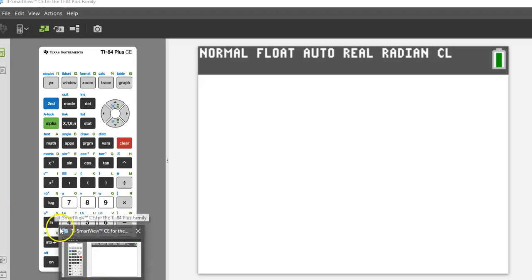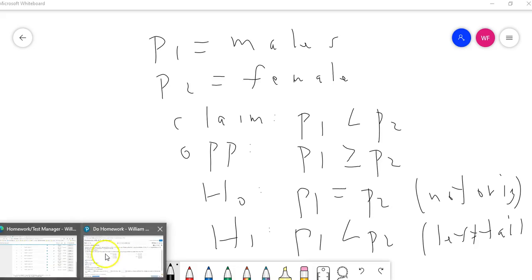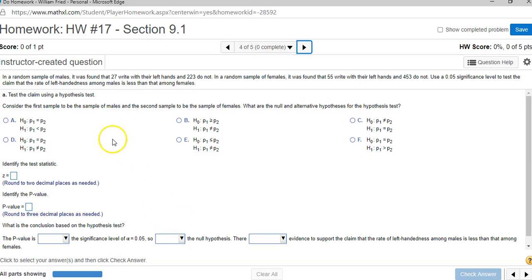So there's the H null and the H1. If I go back to the homework question, let's see, what's the setup? The H null is that P1 is equal to P2 and H1 is that P1 is less. So that looks like part A. I guess I have to do this whole thing before figuring out if I did this rightly.